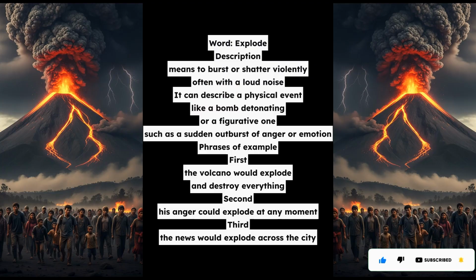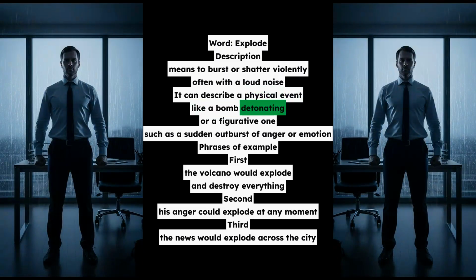Phrases of example. First, the volcano would explode and destroy everything. Second, his anger could explode at any moment. Third, the news would explode across the city.